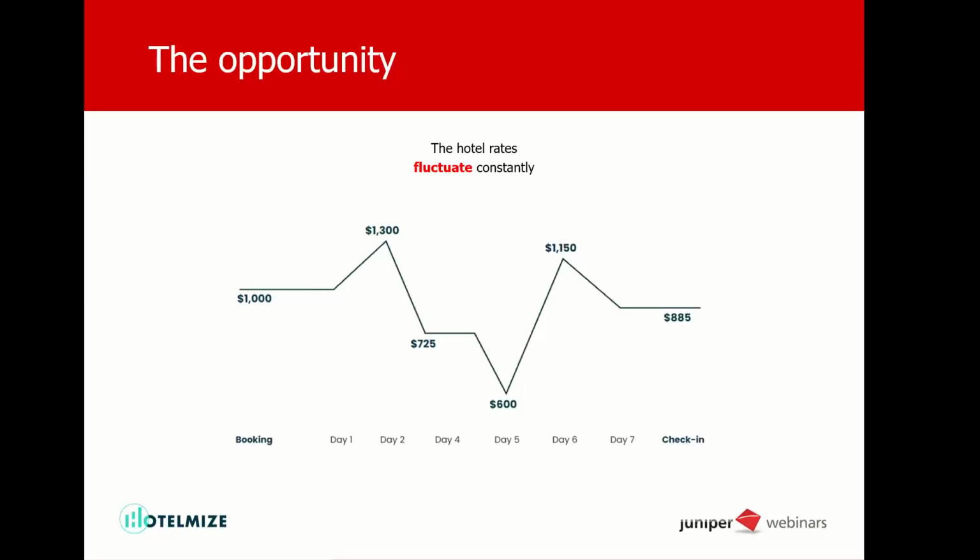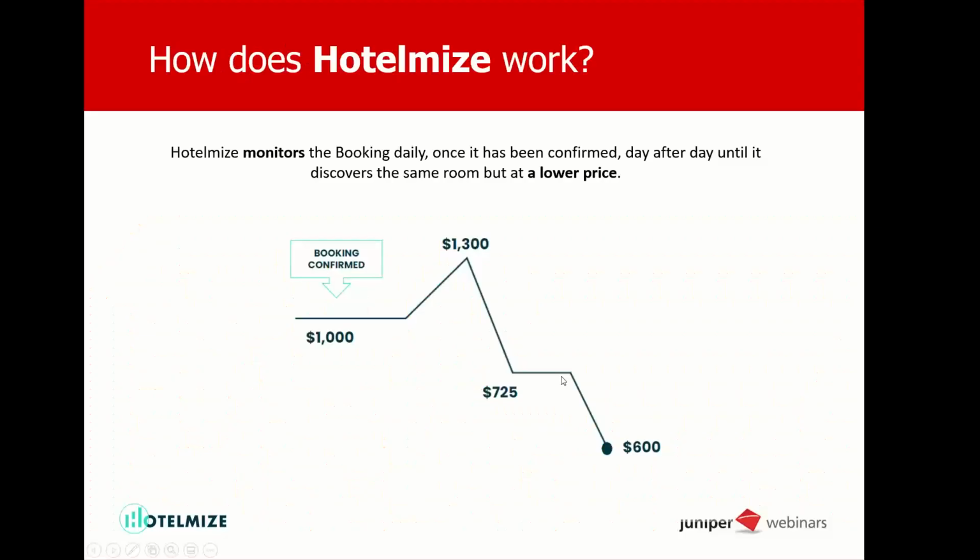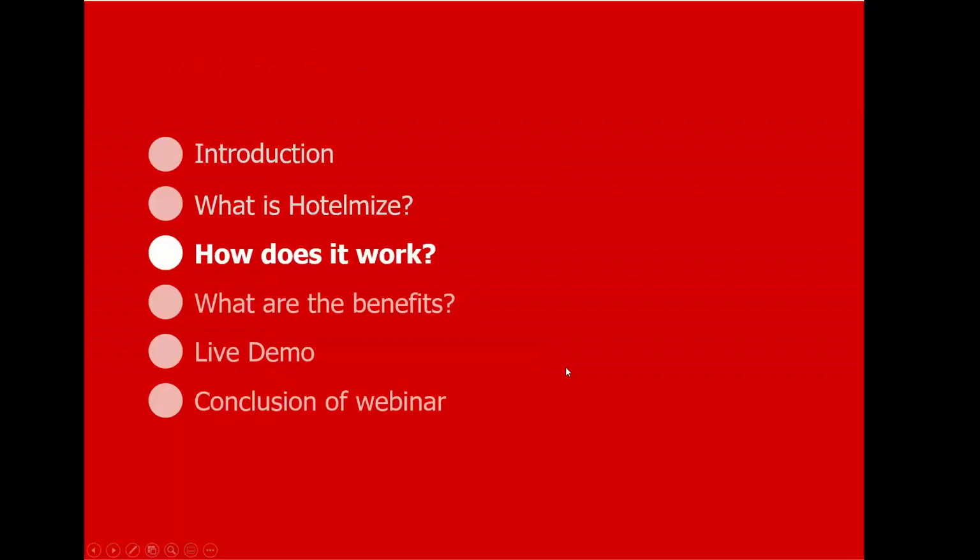Now let's start with the opportunity that Hotelmize is here to utilize. We all know that hotel rates are constantly fluctuating, which means that you can buy a room today for $1,000, and on the next day the price may go up and down and up and down. However, once a booking is sold, your margin is fixed, so you cannot take advantage of the price changes. What is the solution that Hotelmize is offering?